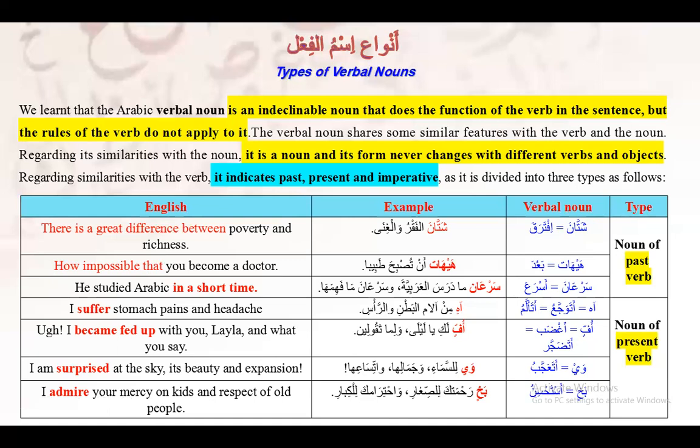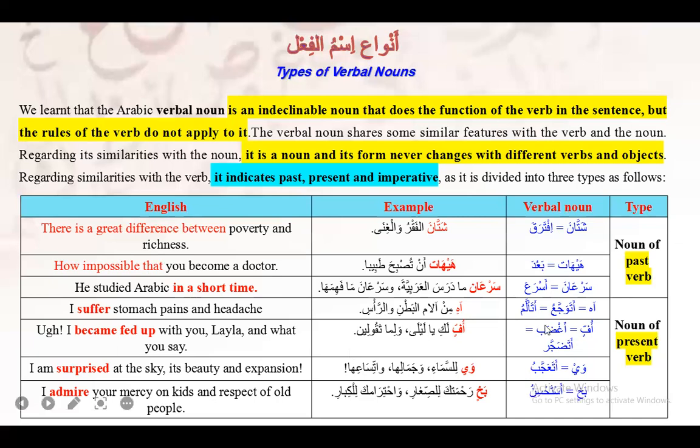In the past, we said that we have شتان, means افترق, a great difference between. The second one is هيهات, بعد, means how impossible that. How impossible, هيهات. The third one is سرعان, أسرع, means in a short time. In a short time, he studied Arabic. This is the past verb or the past verbal nouns.